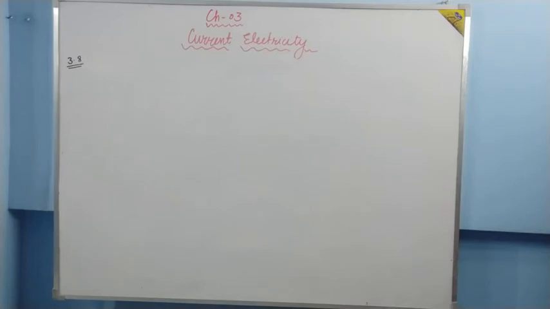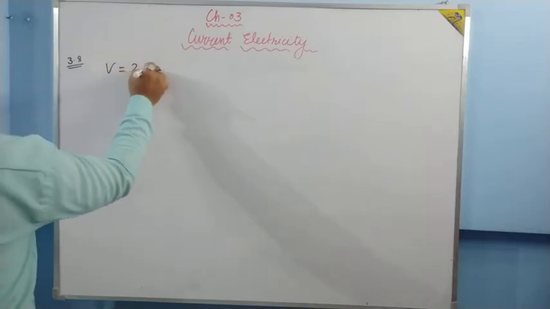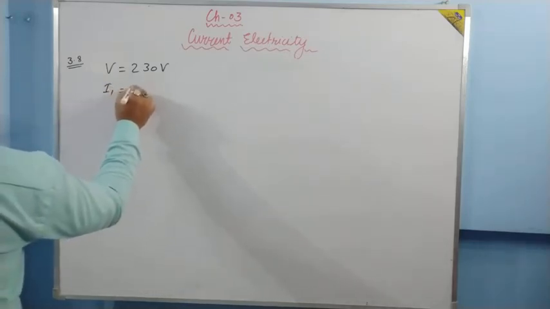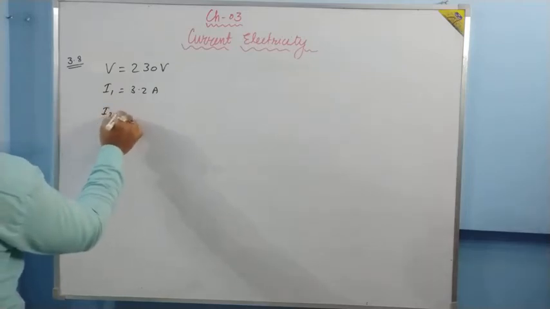The next question we are going to take is 3.8. What is the question? A heating element using nichrome is connected to a 230 volt supply and draws an initial current of 3.2 ampere, which settles after a few seconds to a steady value of 2.8 ampere.